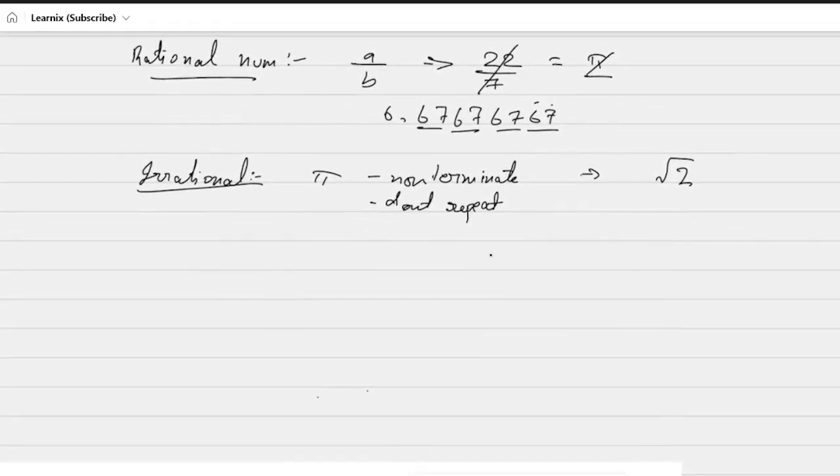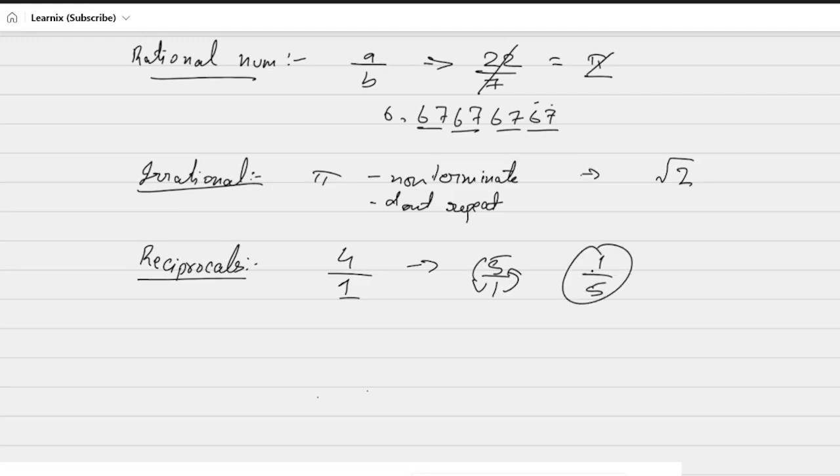Now moving on to our final type of numbers, which are reciprocals. Reciprocals are basically, you can say, just flip a number upside down. So let's say 4. Normally you would represent it as 4 over 1, right? You take any number, let's say 5 is represented as a fraction as 5 over 1. So when you're taking the reciprocal of the number, just flip that upside down. So the reciprocal of 5 would be 1 over 5. That's basically it. So the reciprocal of 4 would be 1 over 4.